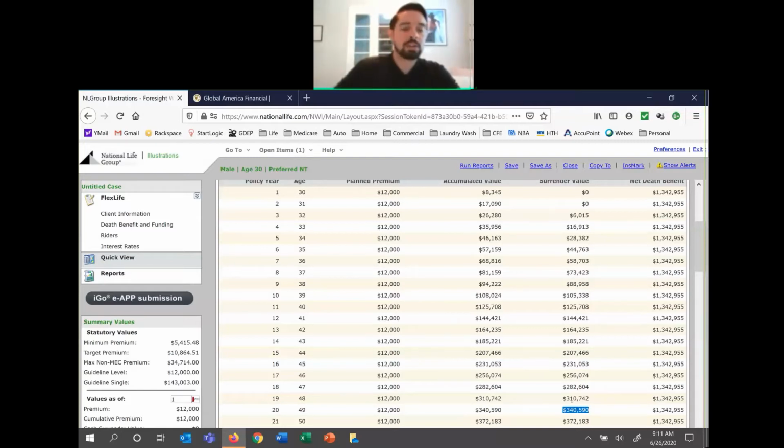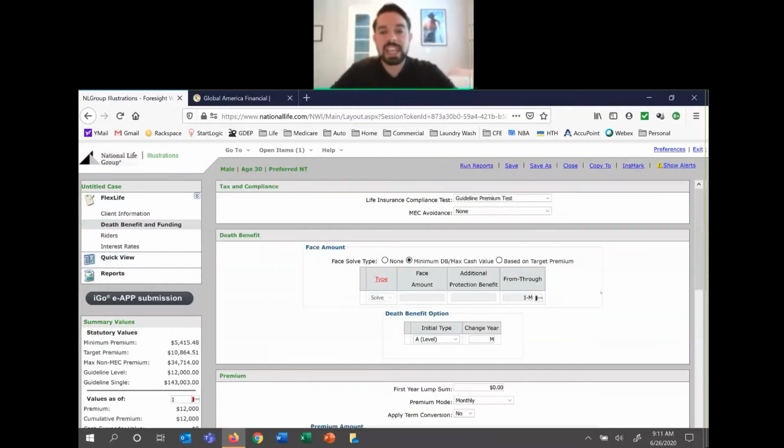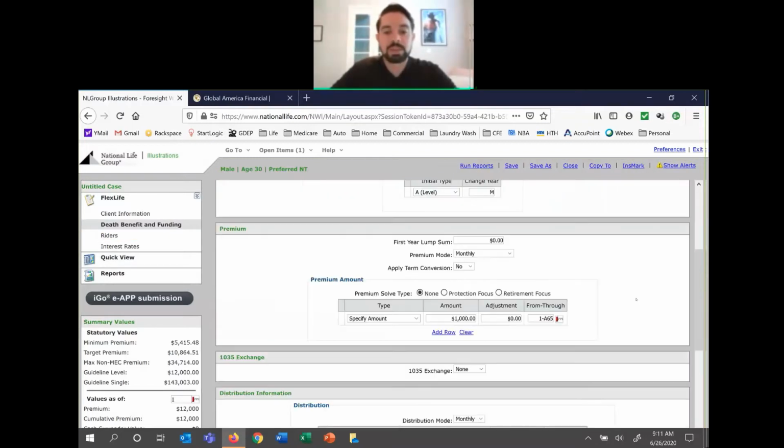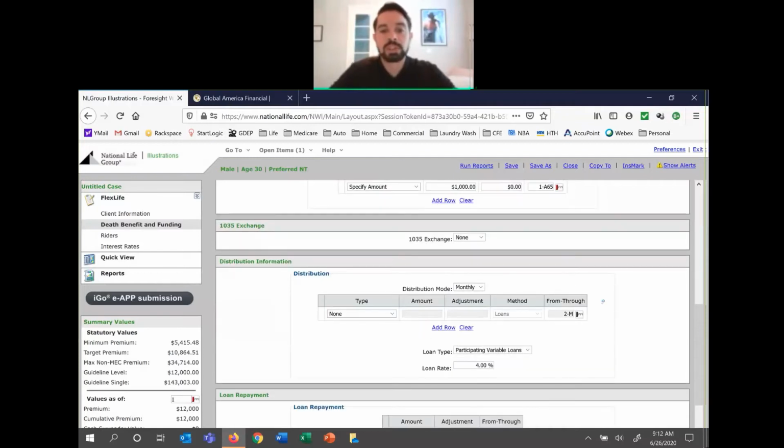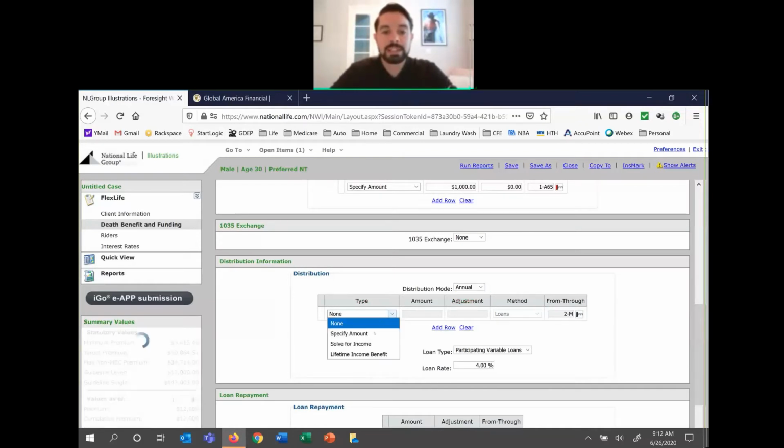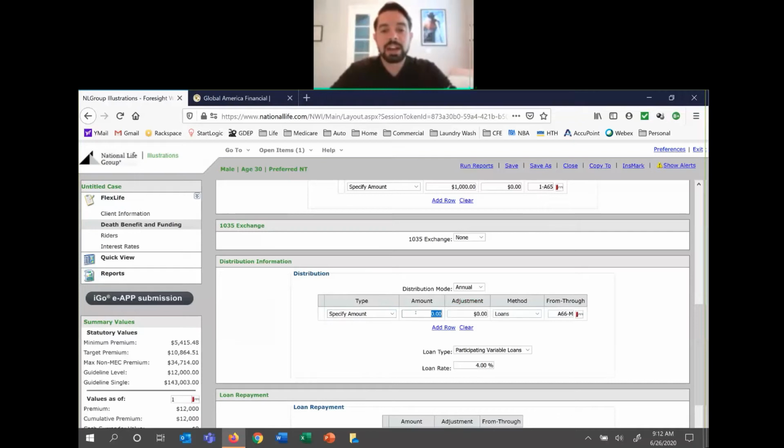So now we're going to switch back over to death benefit and funding, and we're going to show the client what that looks like if they were to take money out to pay back some student loans. So now we're going to go to the distribution portion of the illustration software. We're going to switch from monthly distribution to annual. And on here, we're going to specify, let's just say we want to take out $100,000 from the IUL to help pay back some of those loans.